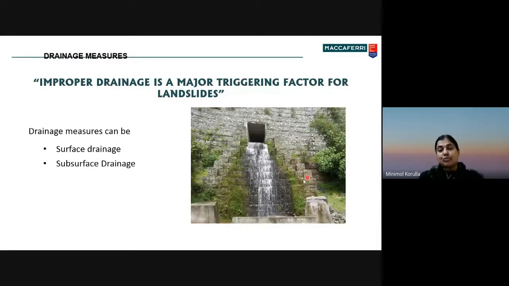Most of the time, the drainage can be surface drainage and subsurface drainage. So you can see a photo here. This is about how the subsurface water is coming out, and you can see that a lot of gabion structures are given around that, so that it will not have any intervening from the surrounding places, and it can work as a continuous drainage measure and scheme.